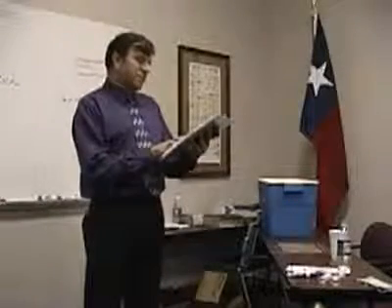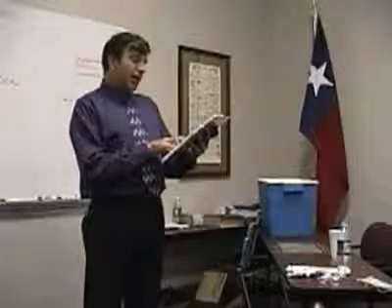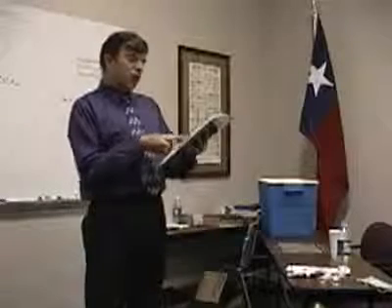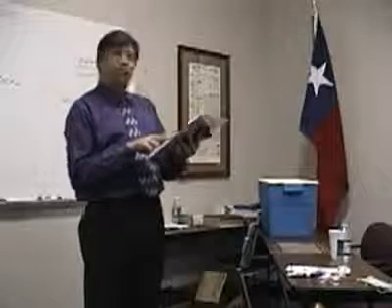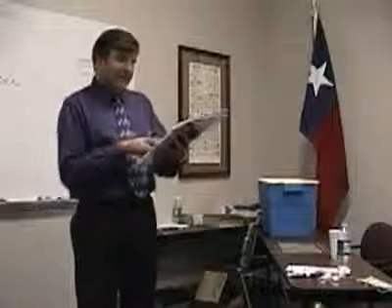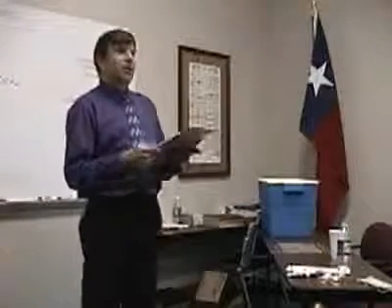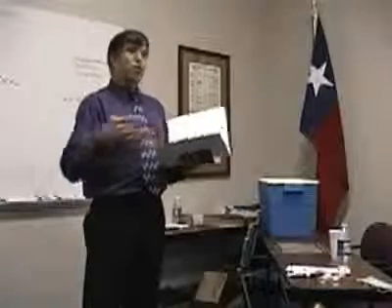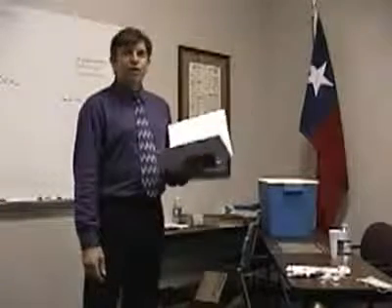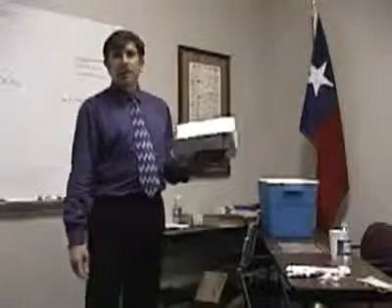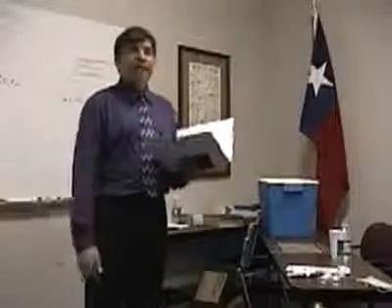So, the preamble to the Bill of Rights. The conventions of a number of the states, having at the time of their adopting the Constitution, expressed a desire, in order to prevent misconstruction or abuse of its powers, that further declaratory and restrictive clauses should be added, and as extending the ground of public confidence in the government will best ensure the beneficent ends of its institution. So what? So we wrote the Bill of Rights to prevent misconstruction or abuse of its powers. Whose powers? Congress, the government. Okay? So we don't want them to get out of hand.